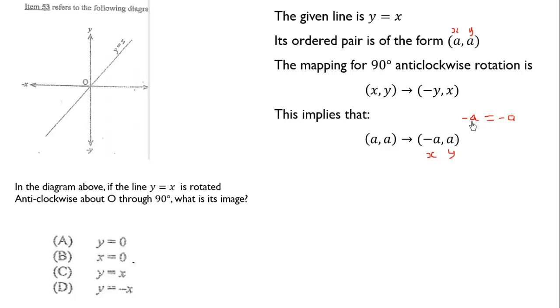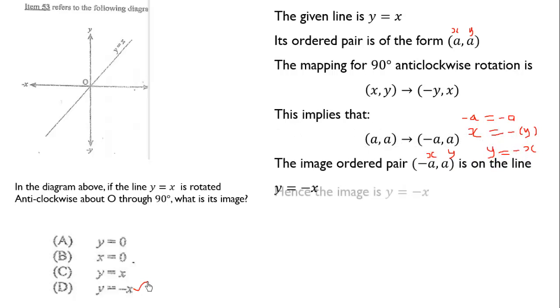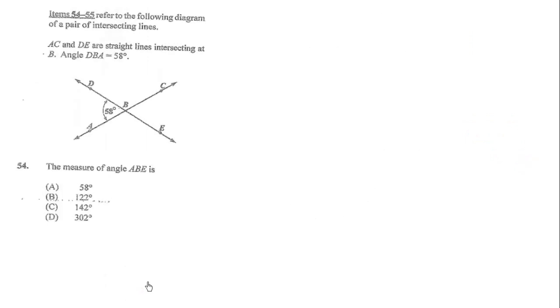But we know that negative a is for x and a is for y, so negative of y. So we can solve for y to get y is equal to negative x. Therefore the correct answer is this. So we proceed with the next question.